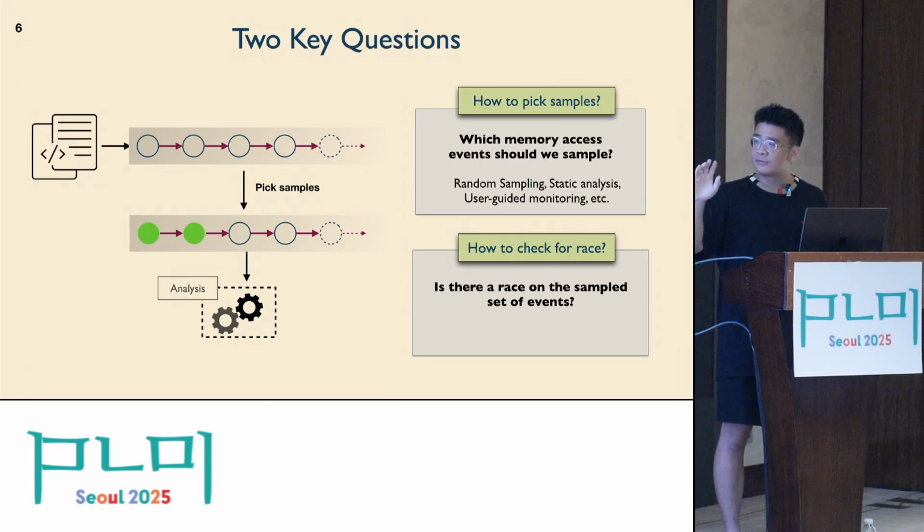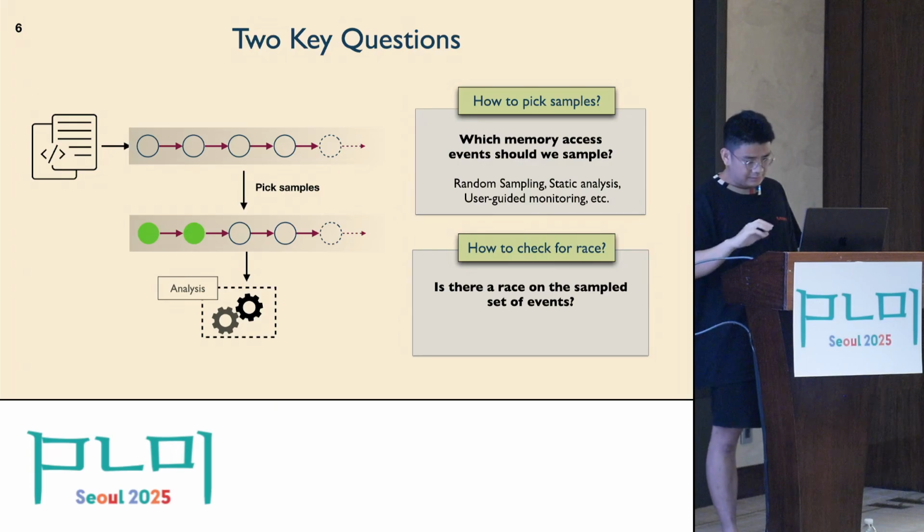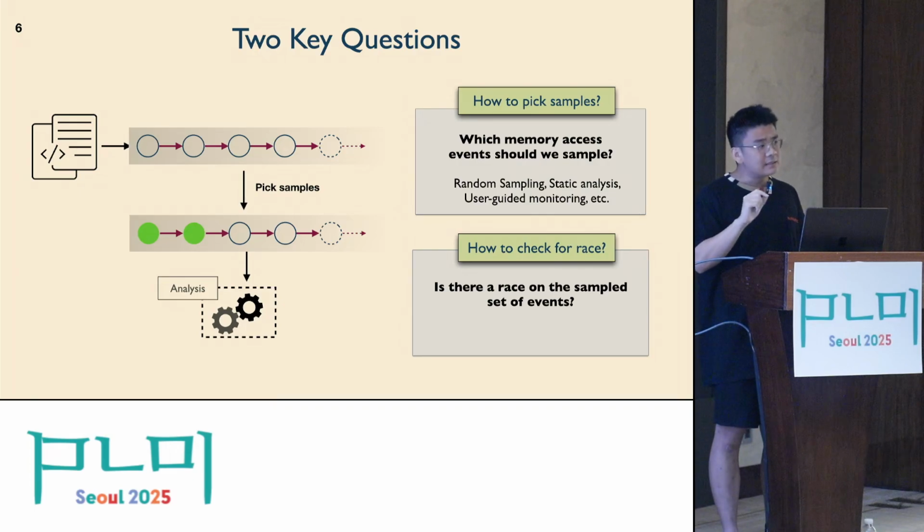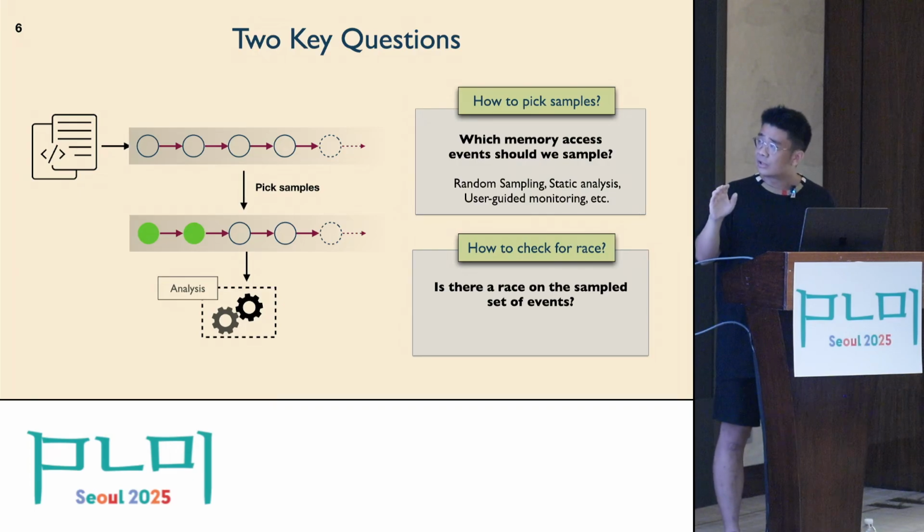The majority of prior research has primarily focused on the first question. They proposed many efficient strategies, including random sampling, or combining with static analysis to identify the instructions and memory locations that are more likely to be buggy, or even relying on user-guided information.